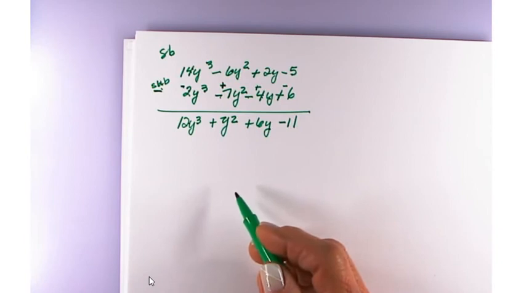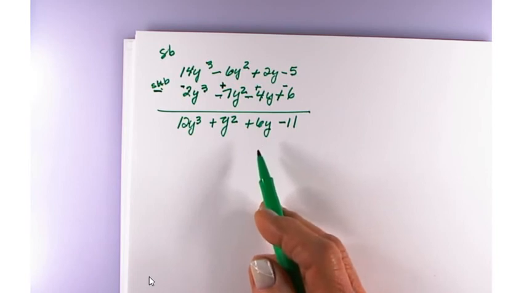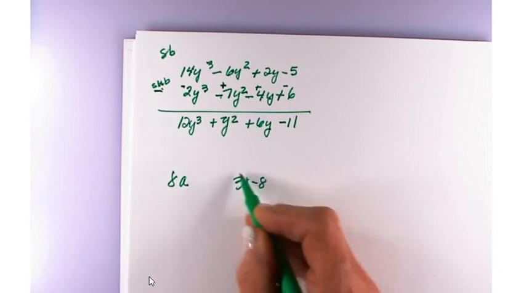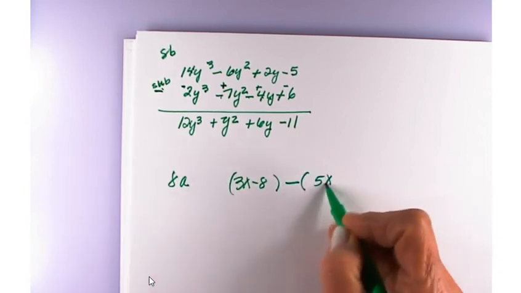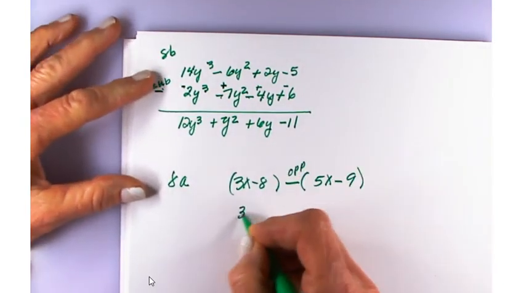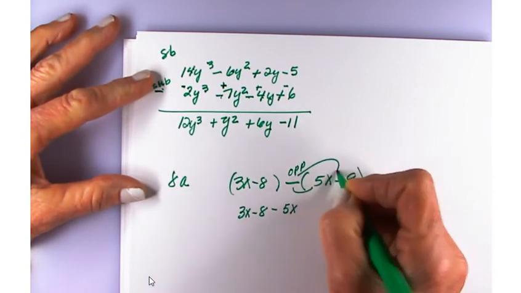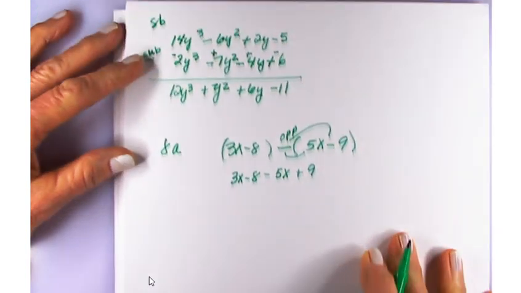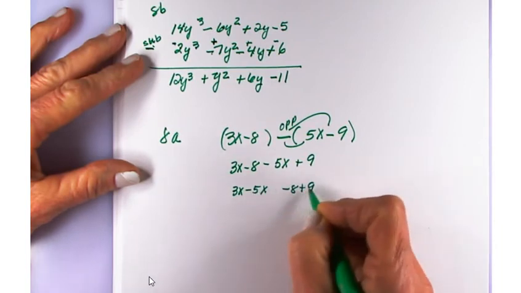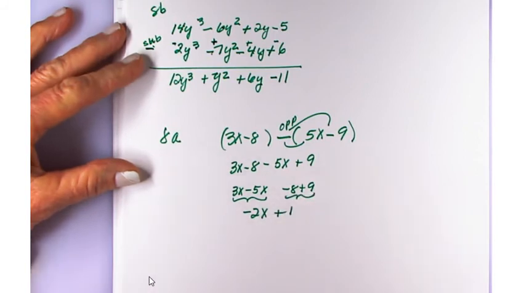But on 8a, you could keep this horizontal if you chose. Remember, this says opposite. So the opposite of 5 is 5x. The opposite of minus 9 is positive. So now we have 3x minus 5x, and we have minus 8 plus 9. This gives me minus 2x, and that gives me a positive 1. Okay?